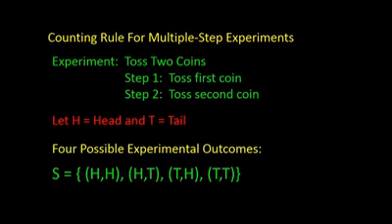Since we are just dealing with 2 coins and each coin has only 2 possible outcomes, head or tail, it was very easy to list all of the possible outcomes. But we need something called a counting rule for multi-step experiments when the example is more complicated and has too many outcomes to list.